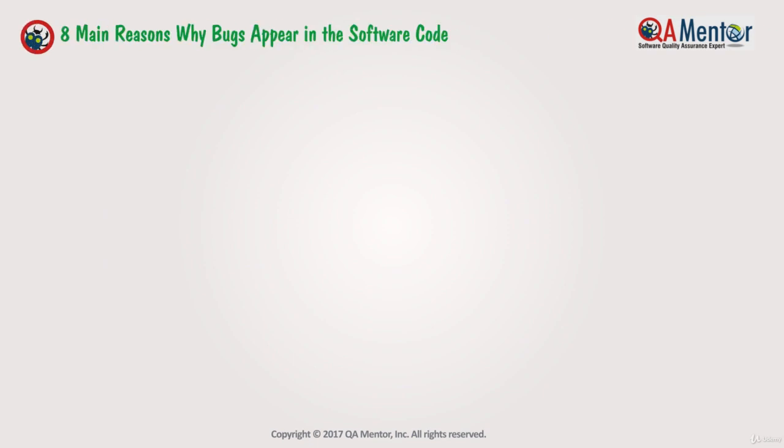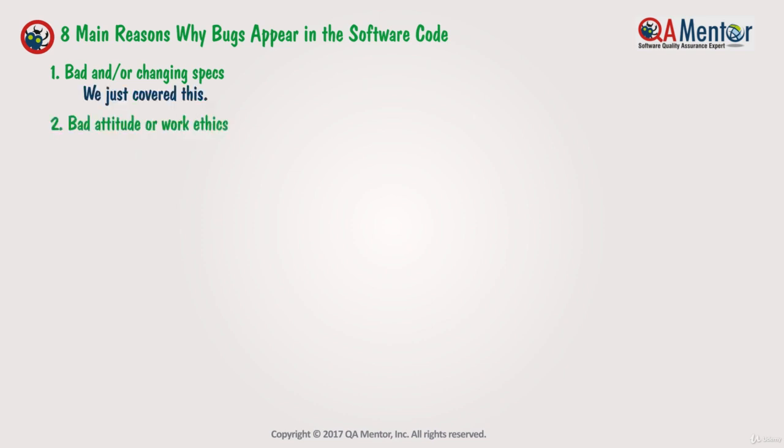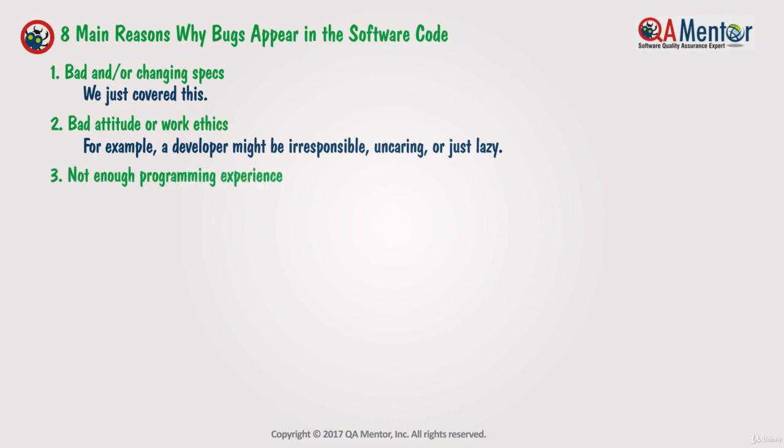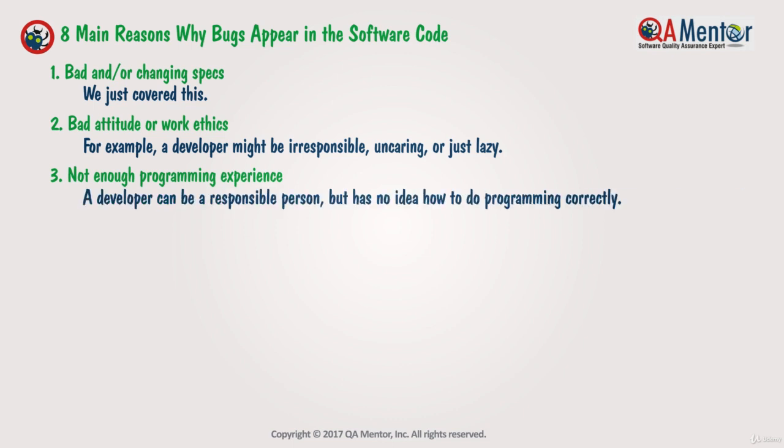8 main reasons why bugs appear in the software code. Let's list the main reasons why programmers produce a buggy code. 1. Bad and/or changing specs. We just covered this. 2. Bad attitude or work ethics. For example, a developer might be irresponsible, uncaring, or just lazy. 3. Not enough programming experience. A developer can be a responsible person but has no idea how to do programming correctly.